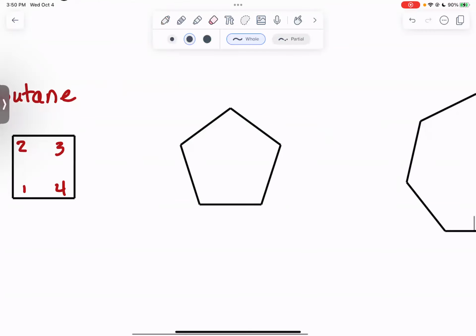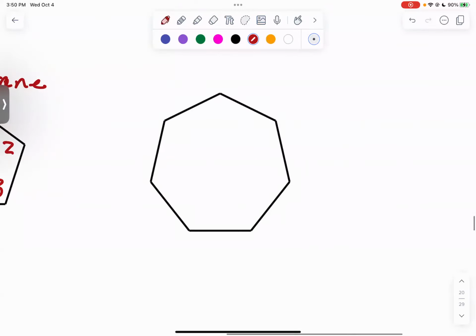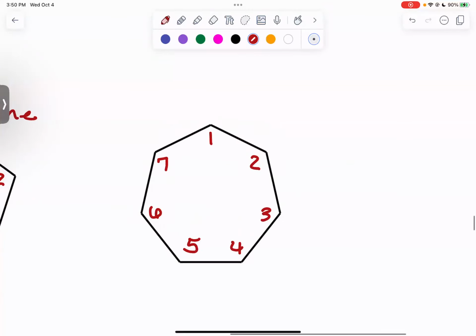Okay. Here, start anywhere. 1, 2, 3, 4, 5. So that's cyclopentane, because you're eating peanut butter in the Pentagon, right? Okay. Then 1, 2, 3, 4, 5, 6, 7. So this is cycloheptane, right? Because it's 7.